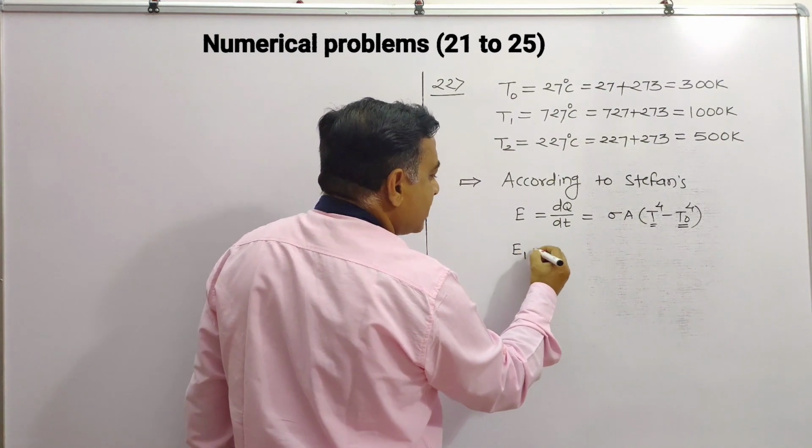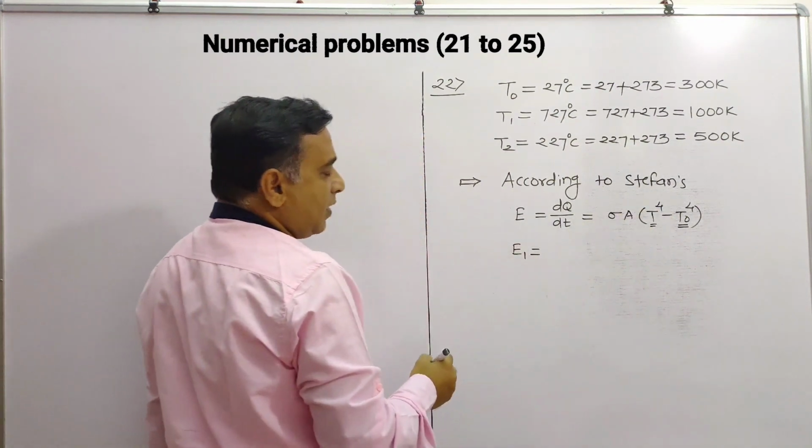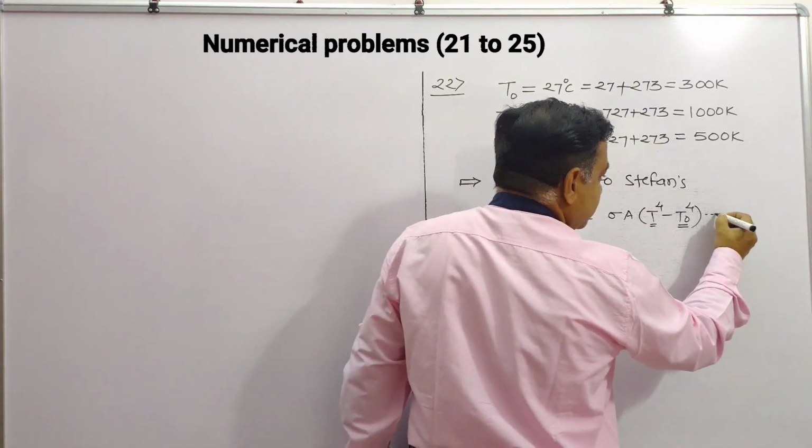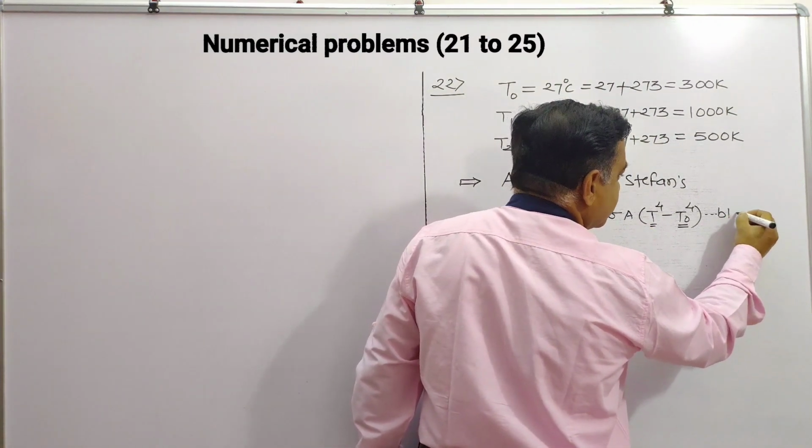Let us proceed with reference to this basic formula. I am going to substitute all the values. This is for the black body.